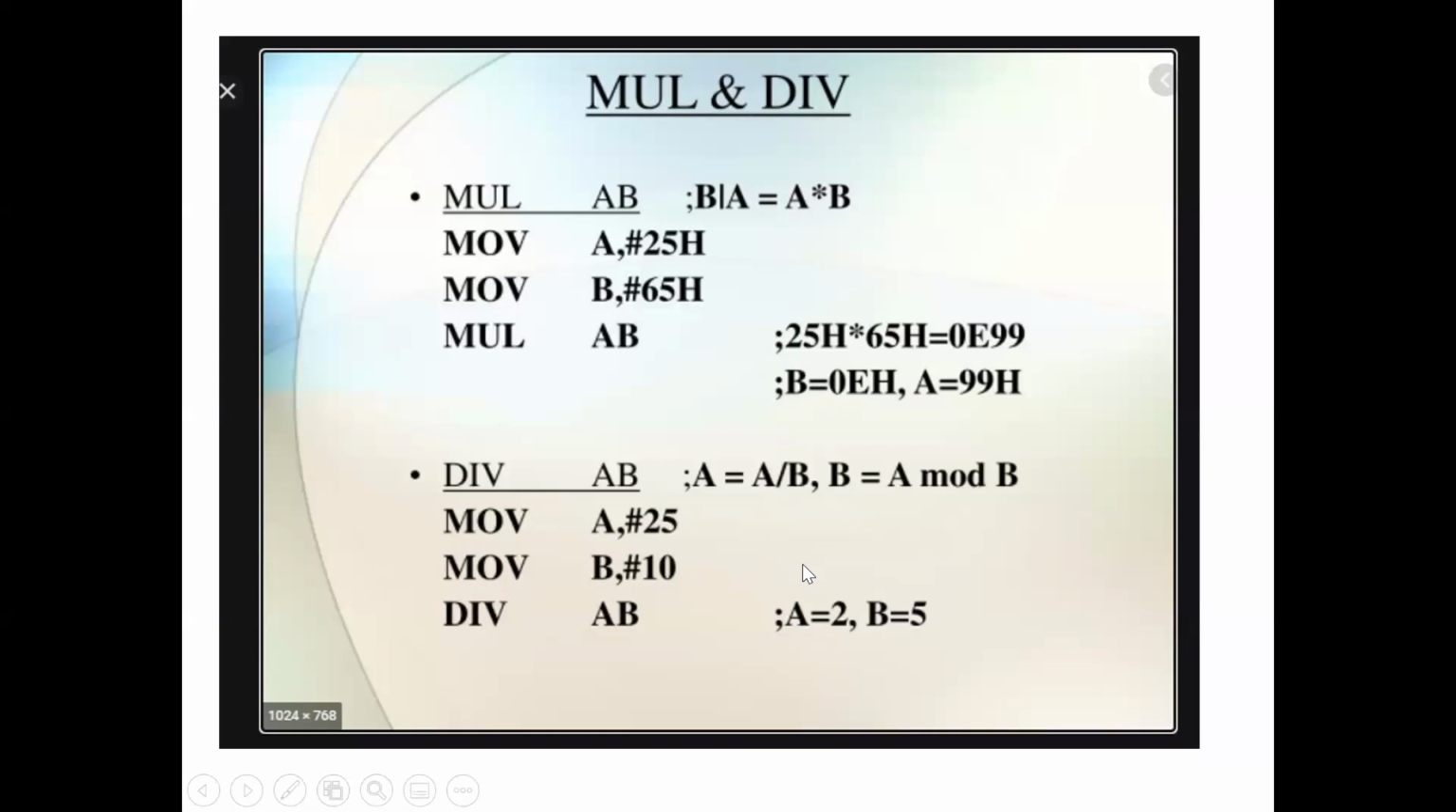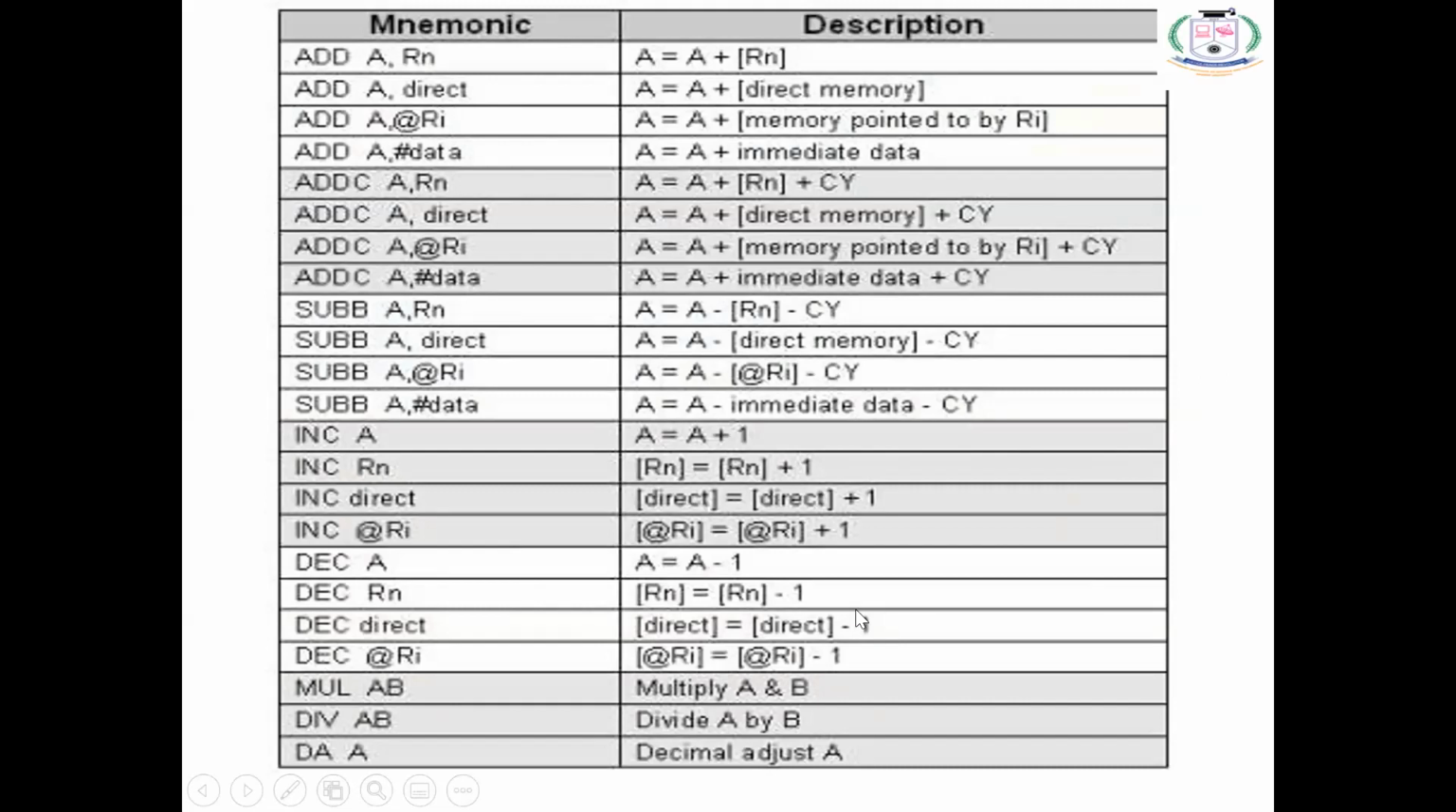Are you clear? These are two very important instructions that they may ask in 2 marks, or you are supposed to explain them while explaining arithmetic instructions. One of you asked how we will calculate the remainder. So MOV A, #25, MOV B, #10, then the quotient will be stored in the accumulator, and the remainder will be stored in the B register. Are you clear?